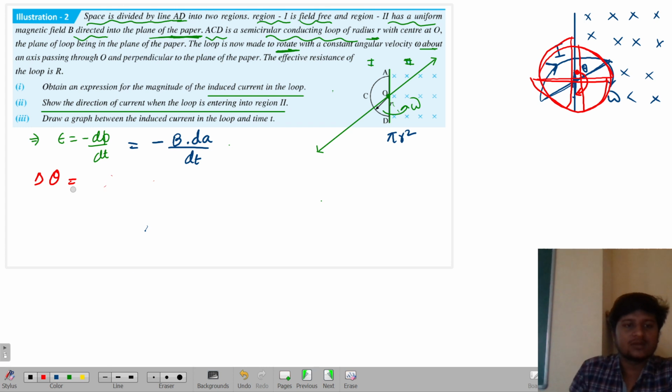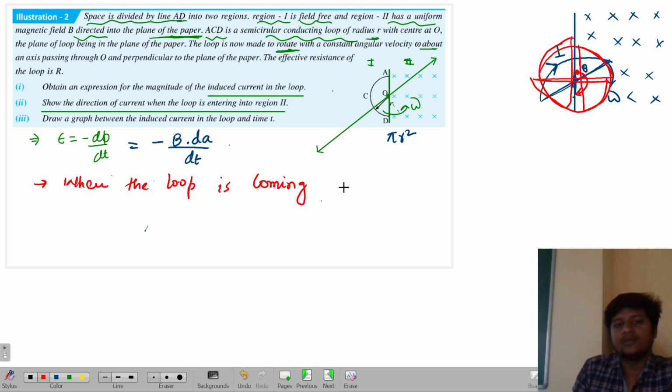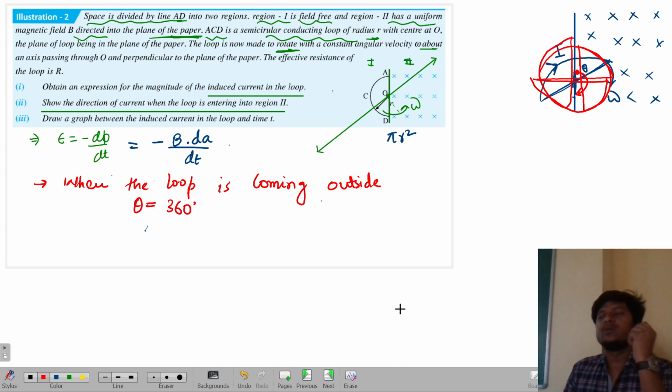So try to understand. Wait, I'll write this. So when the loop is coming outside, look over here. The loop is coming outside when theta is equal to how much? When theta is perfectly equal to 360 degrees, then the loop is coming outside. Yes or no? Are you able to get me or not?